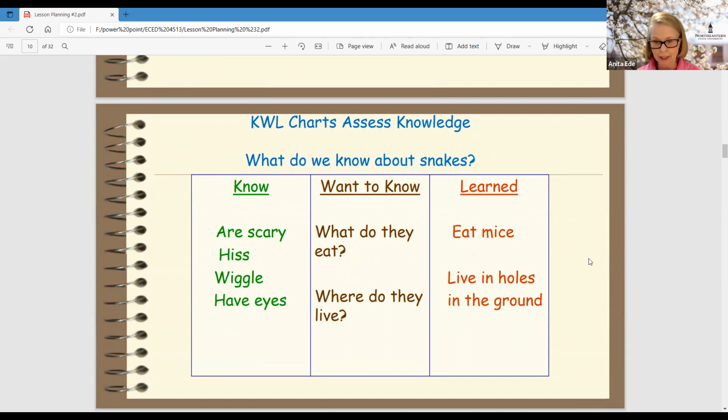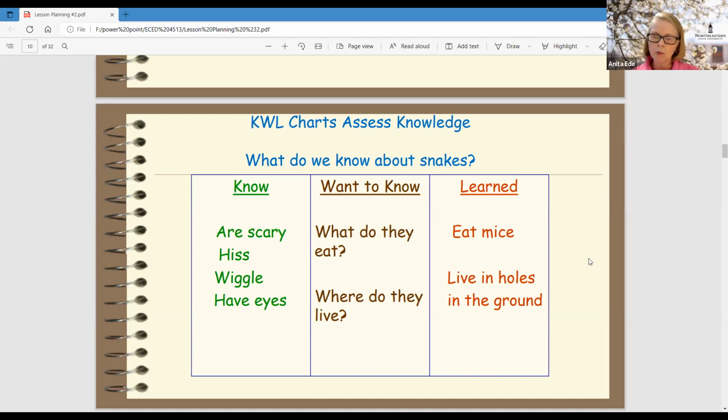After the introduction, I have Mr. Snake there in front of me. And I've introduced him. And now I want to know what you know about snakes. Whole group time. Well, they're scary. They hiss, they wiggle, and have eyes. Okay.